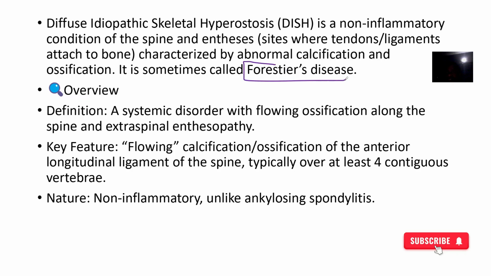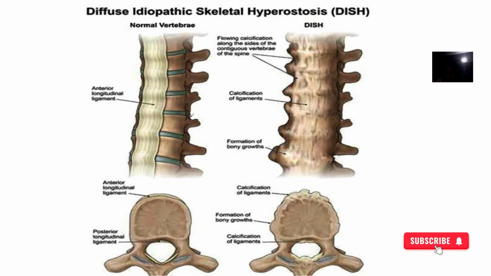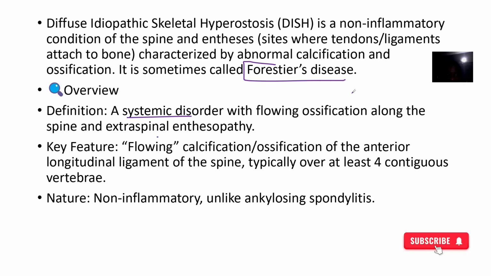So it's sometimes called Forestier's disease. It's a systemic disorder with flowing ossification along the spine and also extraspinal manifestations. So you see enthesopathy. Instead of having a smooth ligament running across, there's ossification, there's calcification. So let's look at it.